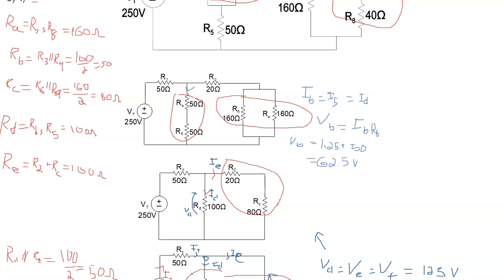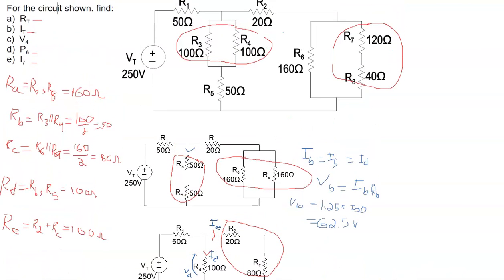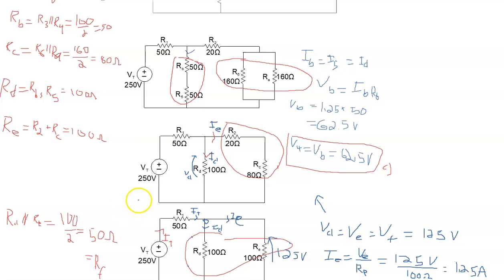62.5 volts. And if we move up to the original circuit now, here we see that R3 and R4 went into making RB, so we can say that V4 is equal to VB at 62.5 volts. And that was the answer to part C.